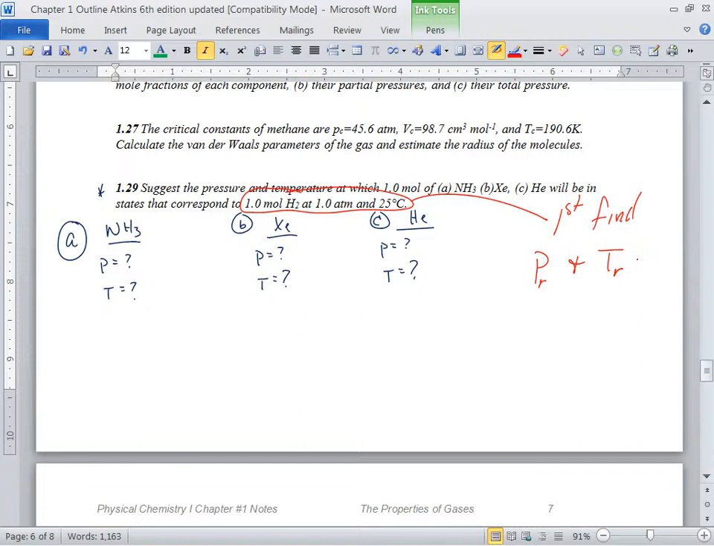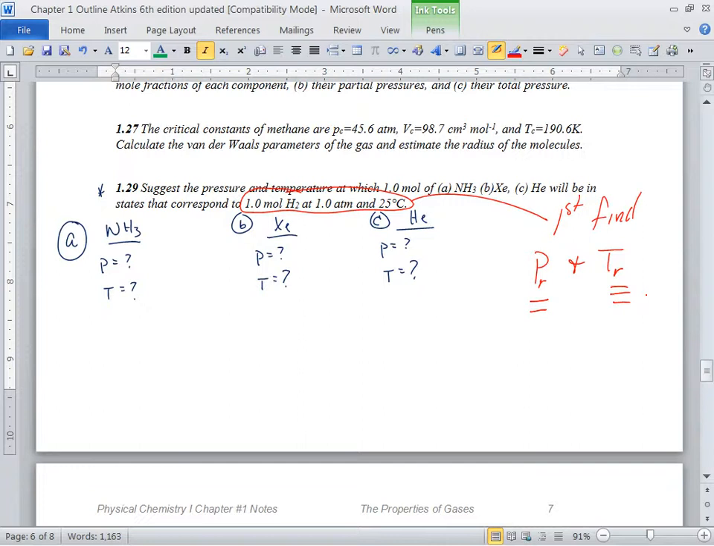Because they said the same state as hydrogen. So you calculate what the reduced pressure is and the reduced temperature is for hydrogen. Then for any gas, it doesn't matter what the gas is, you pick it, we can make it be in the same state. It just has to have the same PR and TR.